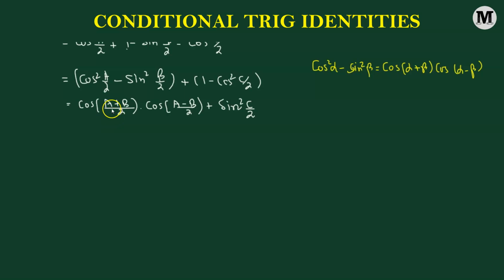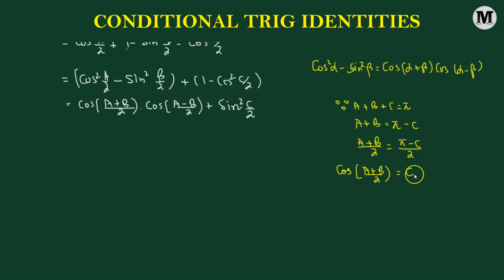Now we're going to change cosine of a plus b over 2. So here we'll use the condition a plus b plus c equals pi radians, which means that a plus b is equal to pi minus c. We're going to divide both sides by 2 such that we get a plus b over 2 equals pi over 2 minus c over 2. Now let's take the cosine function of both sides. So cosine of a plus b over 2 equals cosine of the angle pi over 2 minus c over 2. Now cosine of pi over 2 minus c over 2 is sine of c over 2. In other words, cosine of a plus b over 2 is the same as sine of c over 2.